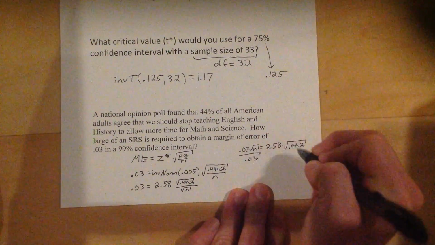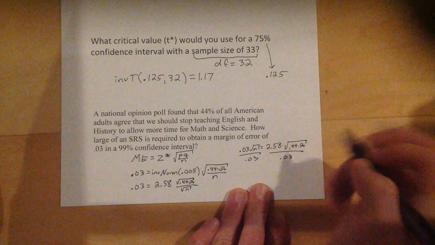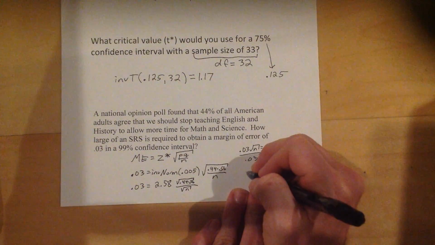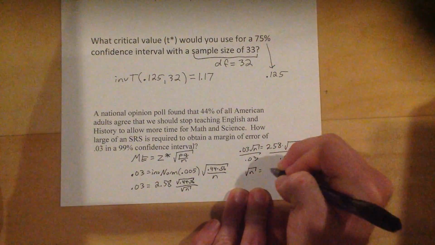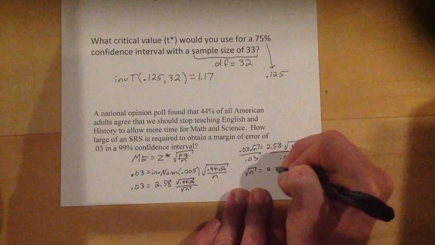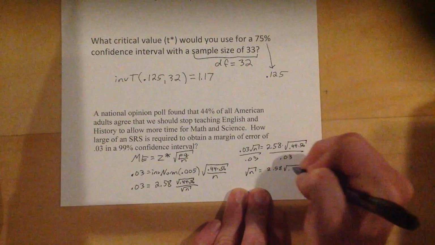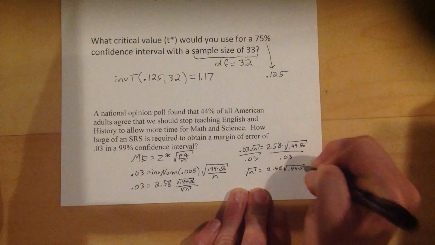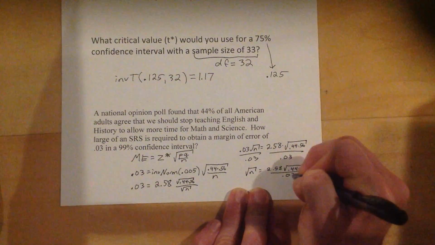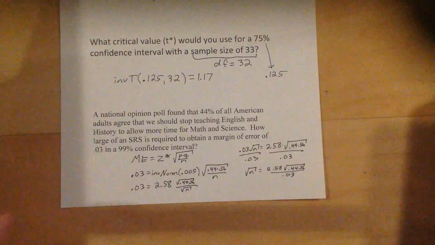Divide by 0.03, divide by 0.03, and then we're going to end up with the square root of n equals 2.58 times 0.44 times 0.56 over 0.03, and then we're just going to square both sides.